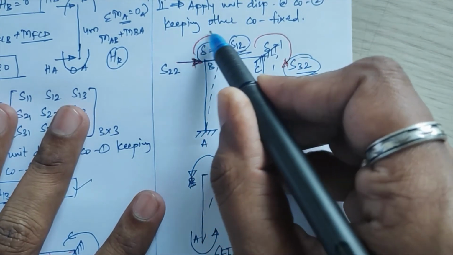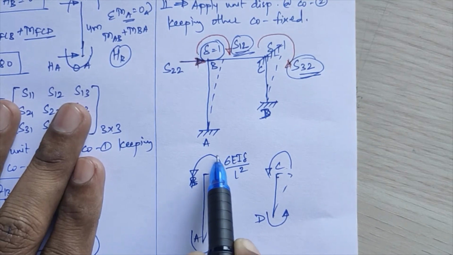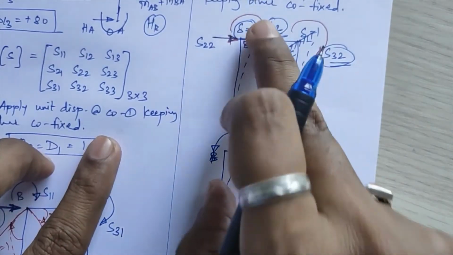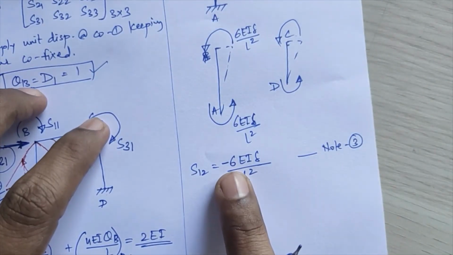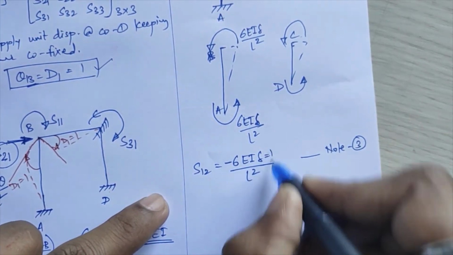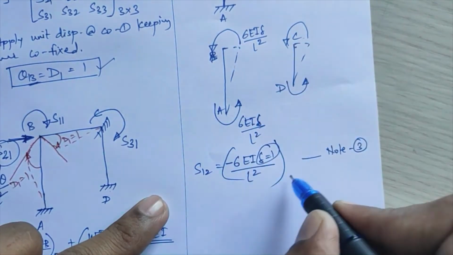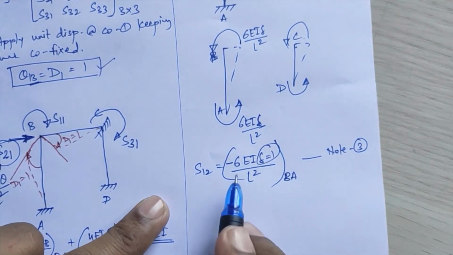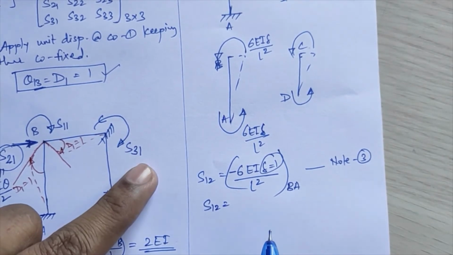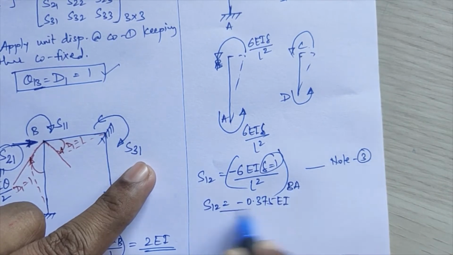Now if you see this S of 1,2, we are assuming it in a clockwise direction, but this translation rotation, when your frame sways towards the right, will be in the anti-clockwise direction, right? So opposite directions are here, so it will come negative. So I am getting minus 6 EI delta upon L square, where delta is equal to 1. That will be for member BA. So substituting L square, I am getting S of 1,2 as minus 0.375 EI.